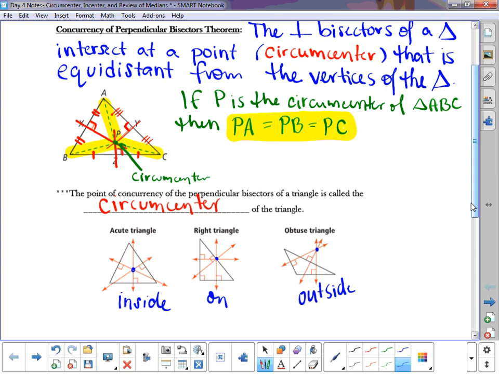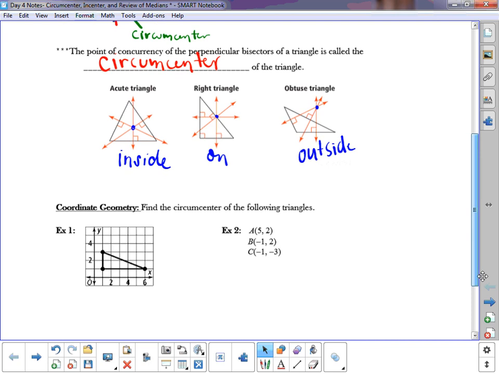Okay. So let's go take a look at this next chart. It says coordinate geometry, and this is going to keep reappearing in our notes for the different types of lines that we have in our triangle. So far we've done pictures where the line's already drawn in for us, and we can see where that circumcenter is.